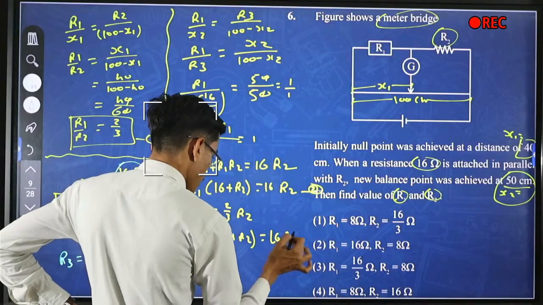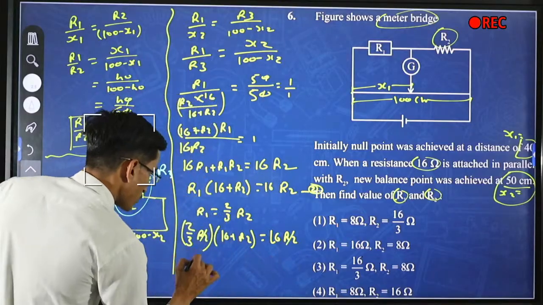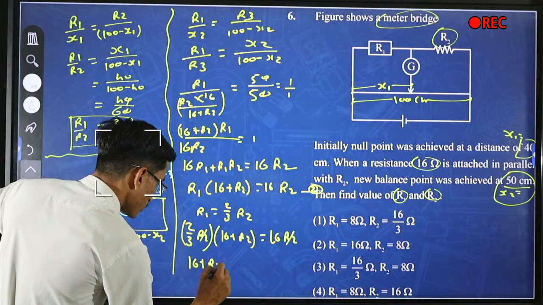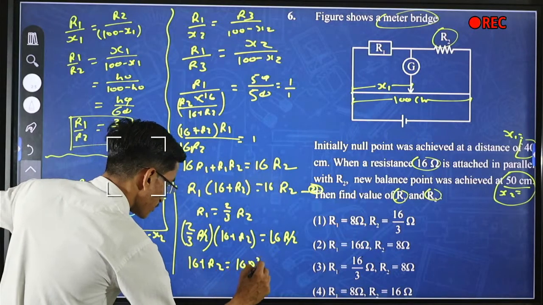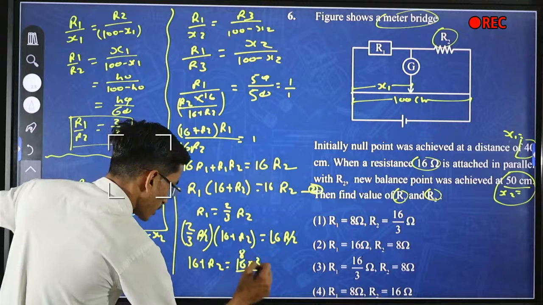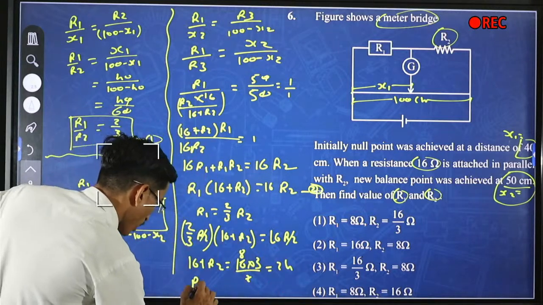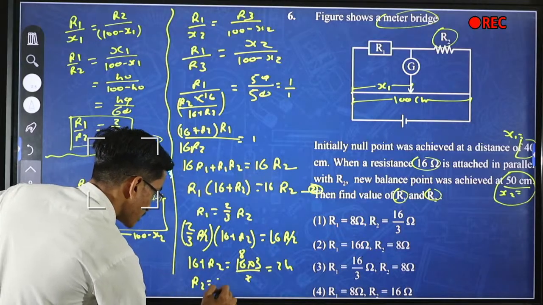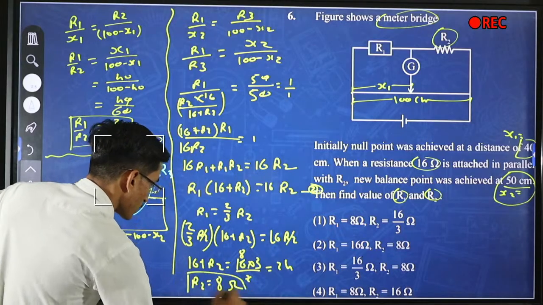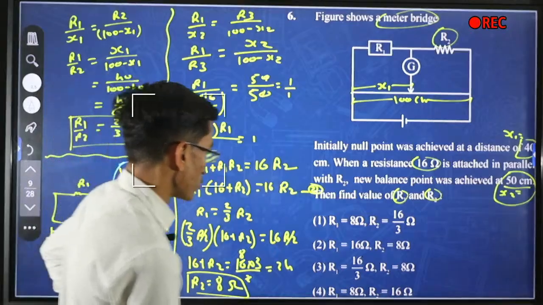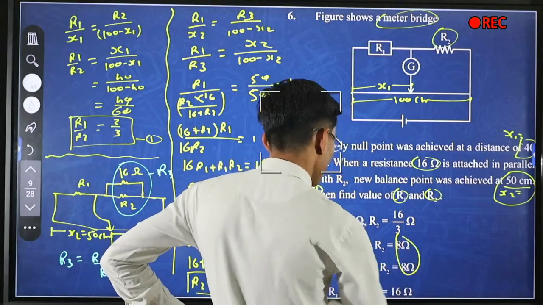So from multiplication R2 will be cut. So 16 plus R2 is equal to 16 into 3 by 2. 2 into 8, 8 into 3 is equal to 24. So R2 will become 24 minus 16 is equal to 8 ohm. So R2 will be 8 ohm. 8 ohm is given in two options.